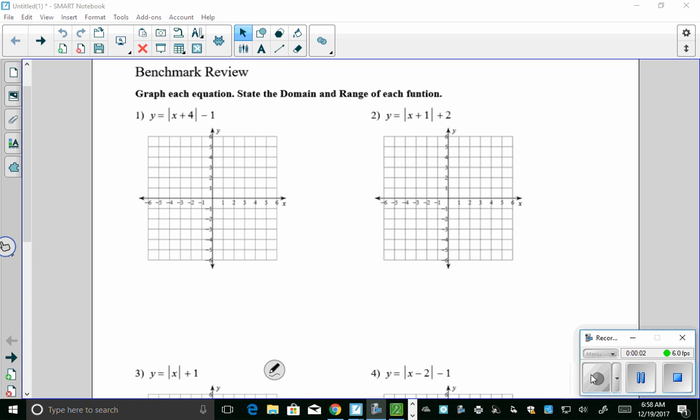This is your video over the benchmark review. The first couple of problems on the benchmark review ask for you to graph each equation and then state the domain and range of each function.